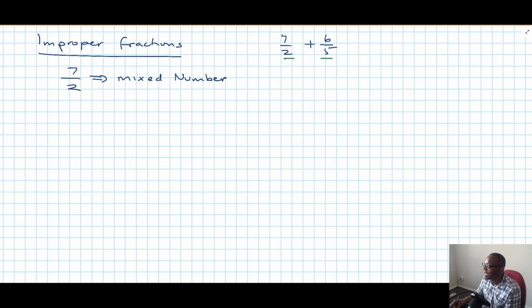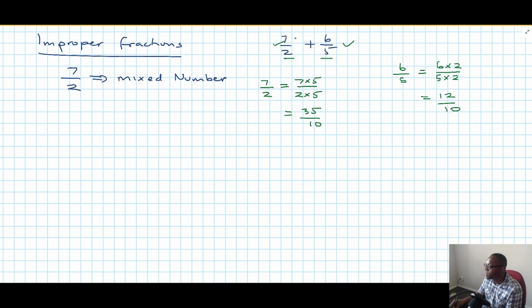So I need to rewrite each of these fractions so that they have a denominator of 10. I have 7 over 2, and I need to get a denominator of 10. What do I multiply 2 by to get to 10? I'll multiply that by 5. So I also multiply 7 by 5, which gives me 35 over 10. Now, 6 over 5, I also need to get it to a denominator of 10. What do I multiply 5 by to get to 10? That will be 2. So I also have to multiply 6 by 2. This is going to give me 12 over 10.